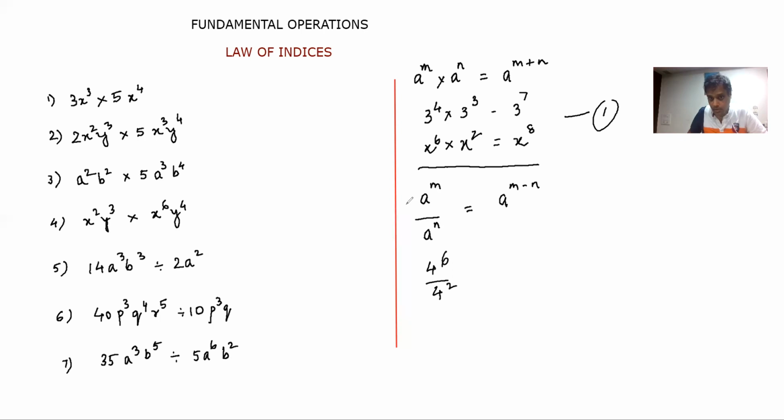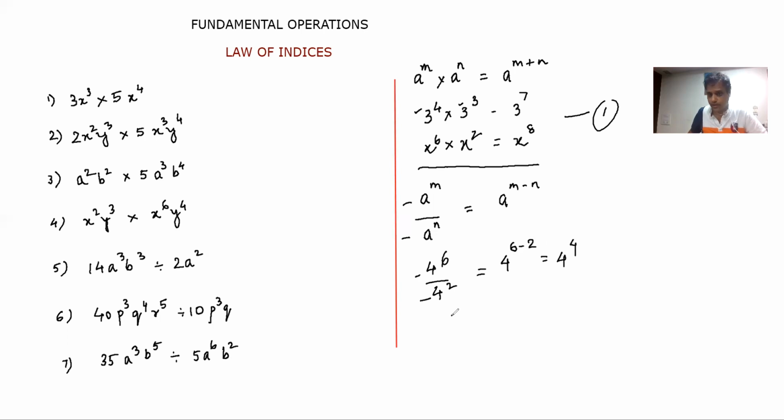Example, 4 to the power 6 divided by 4 to the power 2. See, remember, a should be same. This number has to be same everywhere. This number has to be same. Don't forget. Okay, 4 to the power, the powers get reduced. The denominator goes in the numerator and gets reduced. 6 minus 2, which is 4 to the power 4.